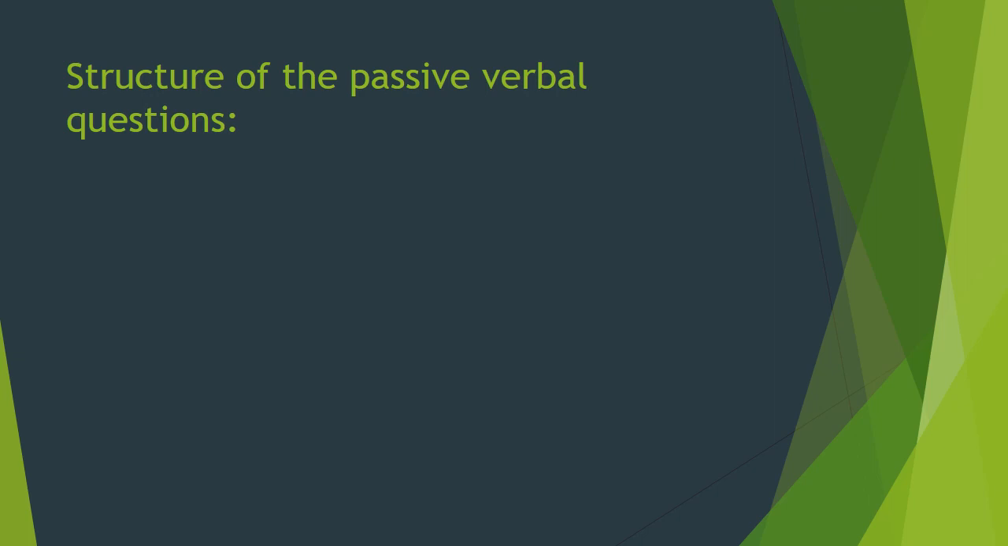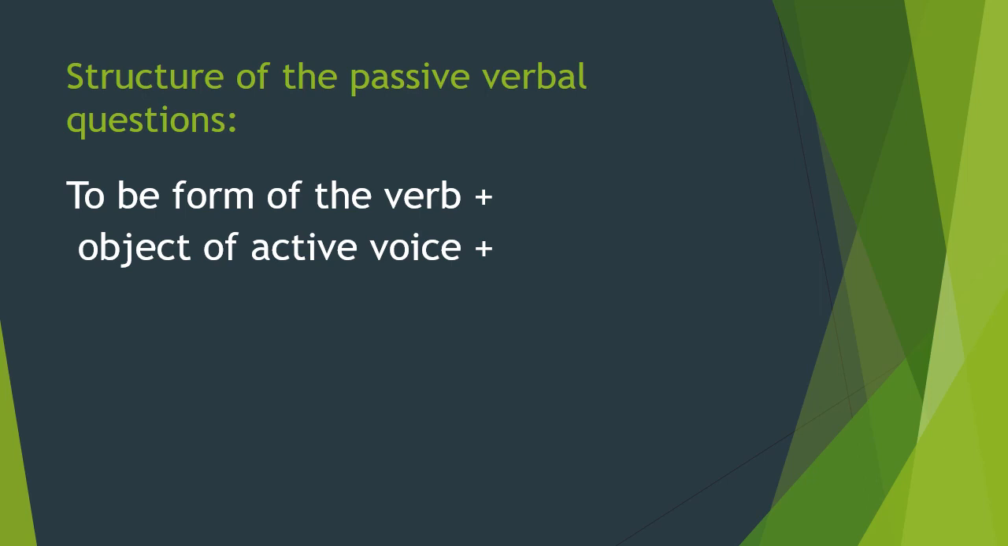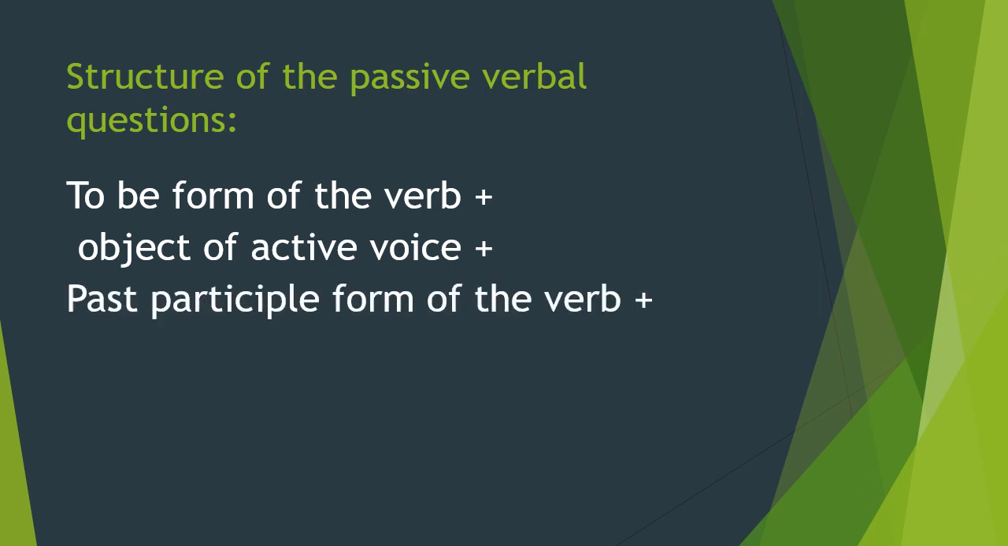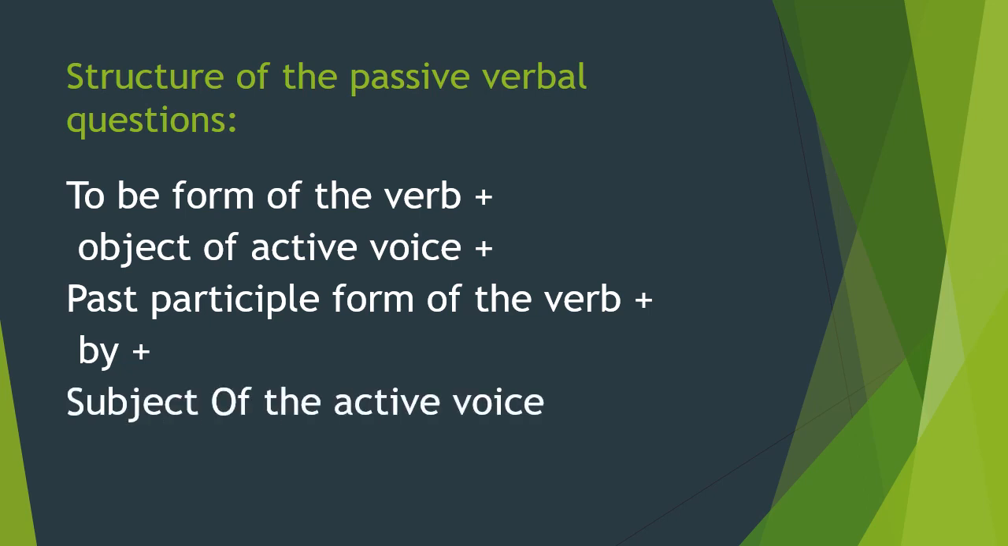Now let us see the structure of the passive verbal questions. The structure is to be form of the verb. To be form of the verb means, as I have already told you, is, was, are, were, has, have, had, etc. plus object of the active voice. In active sentence, whatever be the object, that should come. Then comes the past participle form of the verb. Then comes the preposition by, and then comes the subject of the active voice.